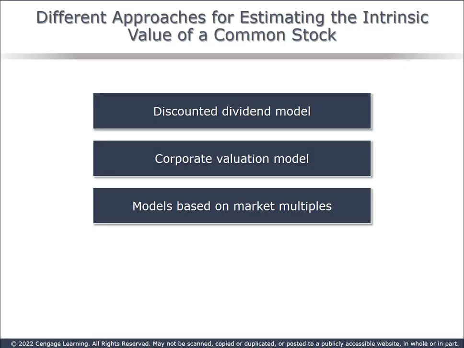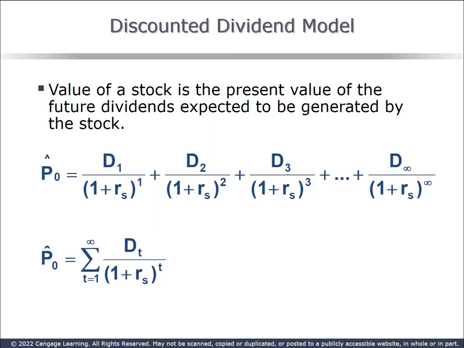These are the three techniques to value common stock that we'll cover in this lesson: discounted dividend model, corporate valuation model, models based on market multiples. We started our valuation of capital assets with bonds in Chapter 7, since bonds are much easier to value than stock. Recall that the value of a financial asset is the present value of its future expected cash flows, discounted at an appropriate rate. With a bond, at the time it's issued, we know exactly what each interest payment will be and when it will be paid.